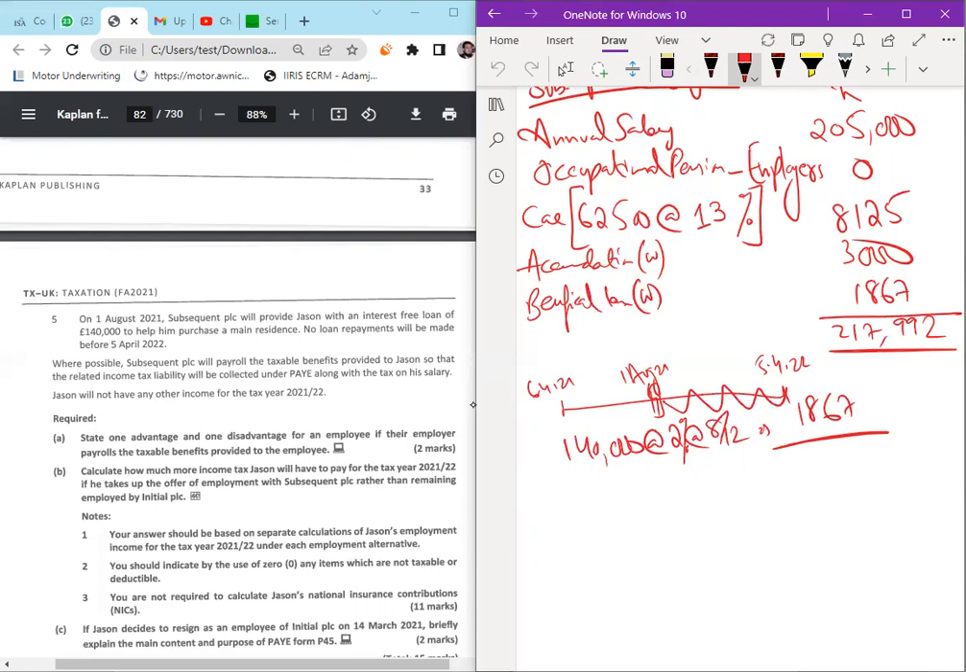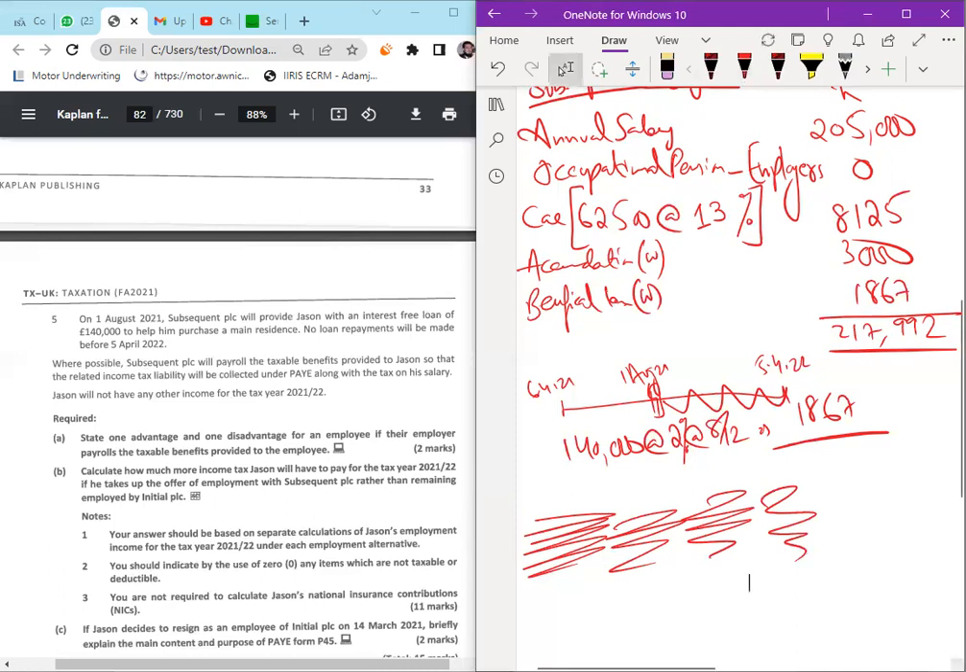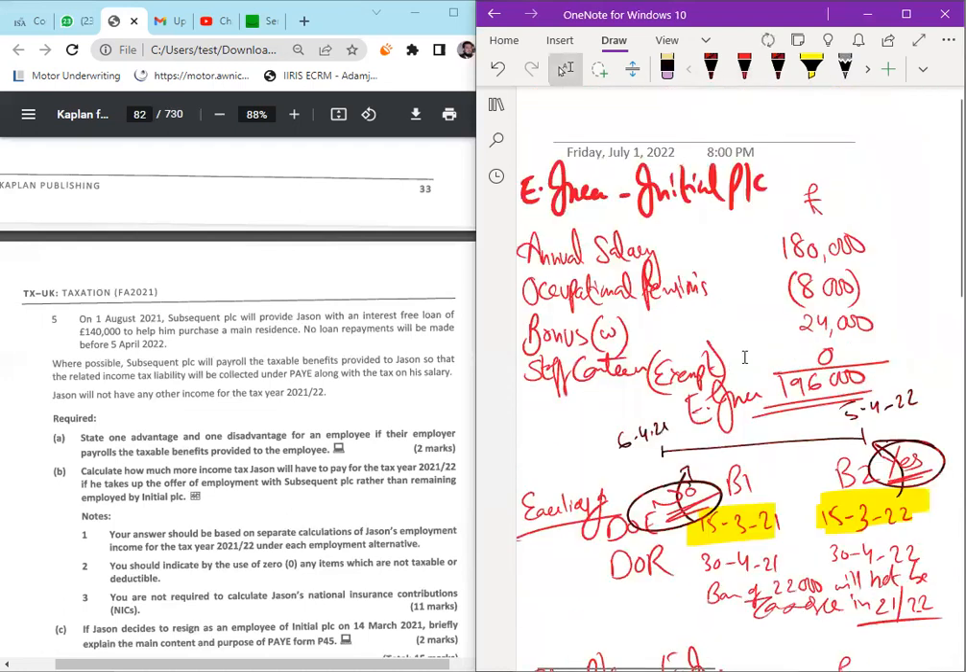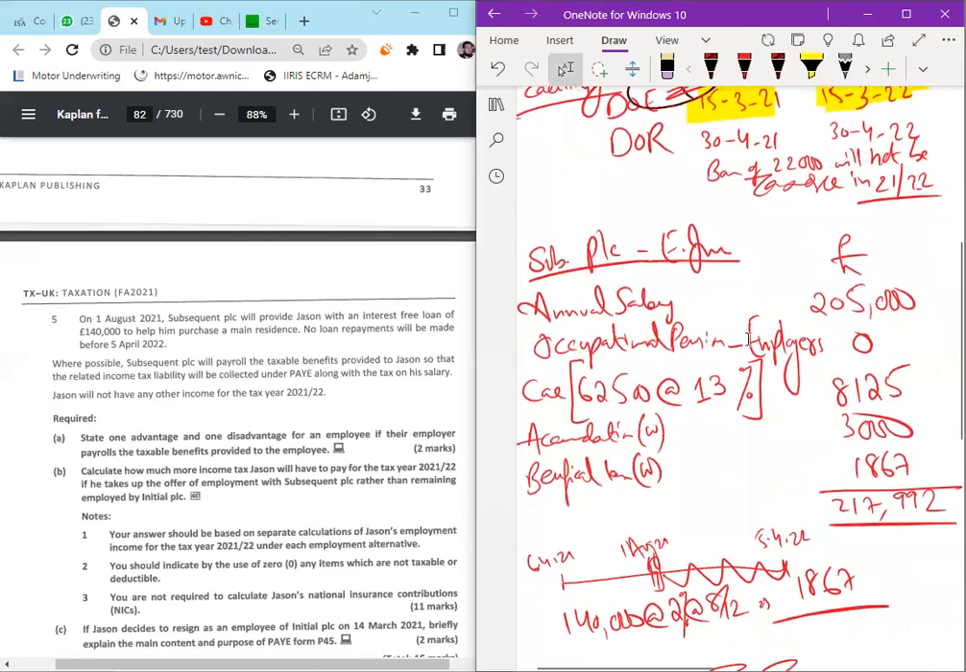What we can say after that, because he's asking us, no? So after this, you have to write one paragraph. What will be the paragraph? You can see Jason's income is more than 150,000 in either case. If he is employed with initial, he is earning 196. If he accepts subsequent PLC, he will earn 217. Means in both cases, he is a higher taxpayer.